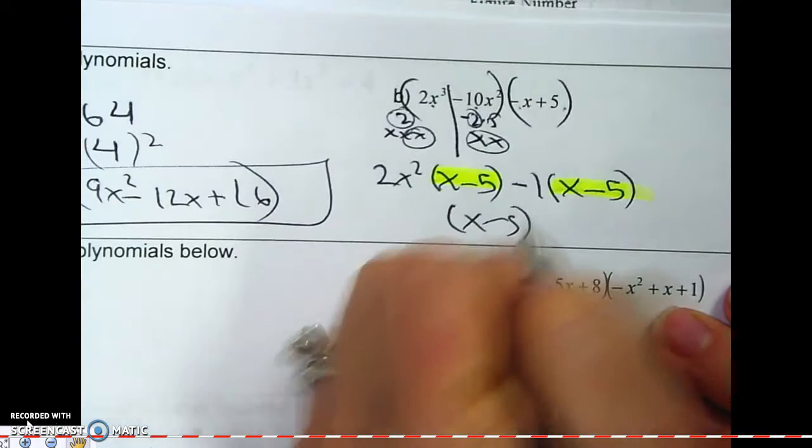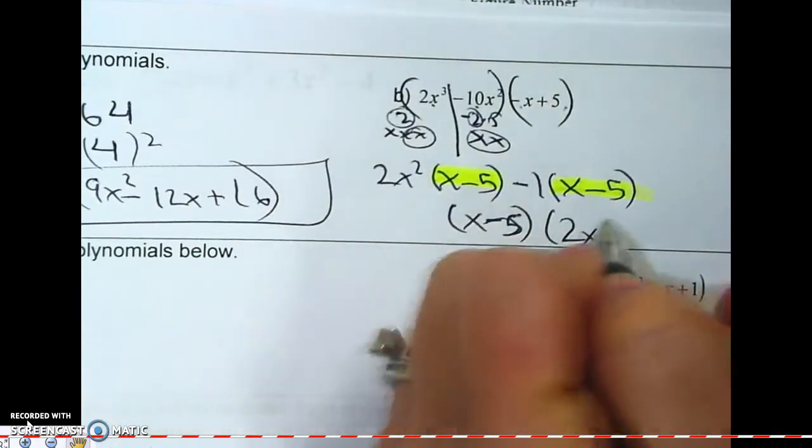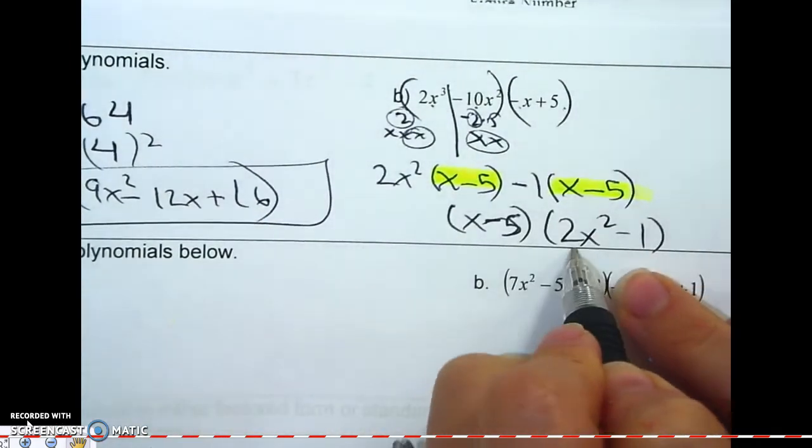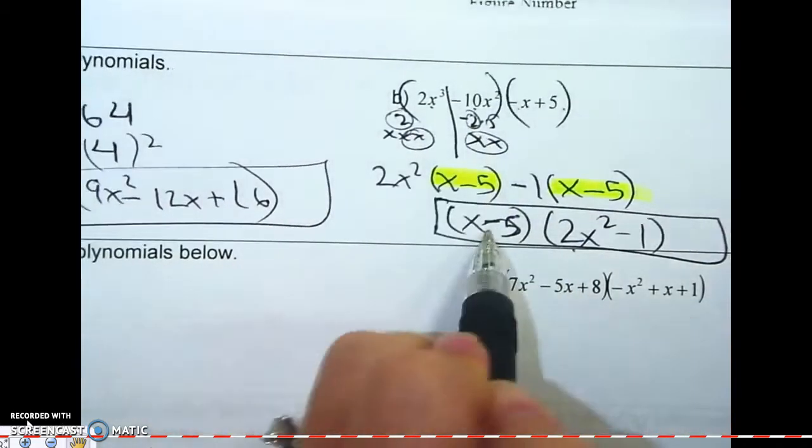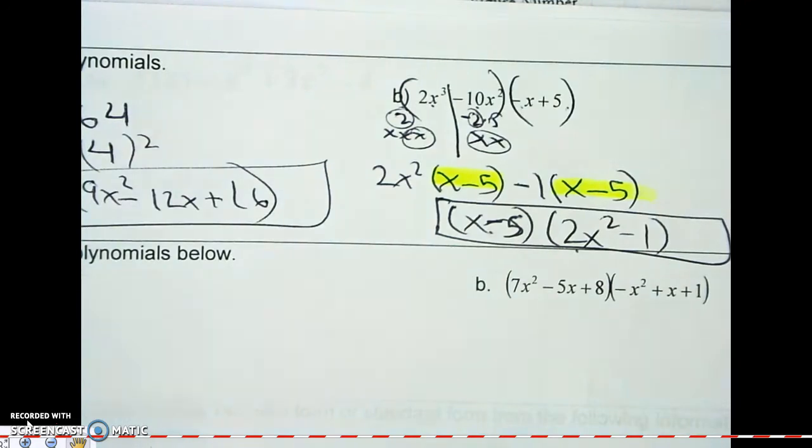x minus 5 is the match, and then 2x squared minus 1. I can't take the square root of 2, so I'm done. Take the problem, set it equal to the answer, and make sure you're good to go. Okay? All right, simplifying this one.